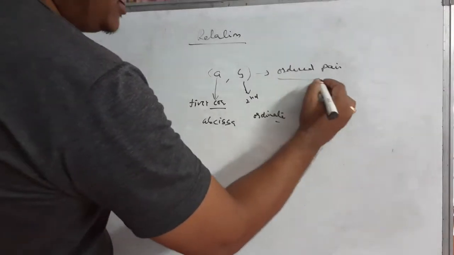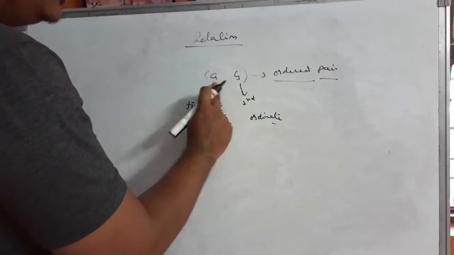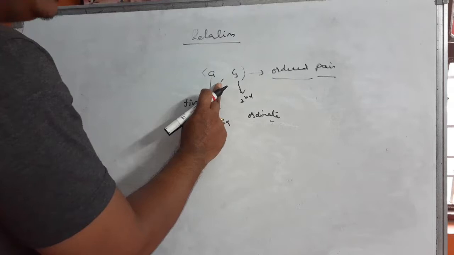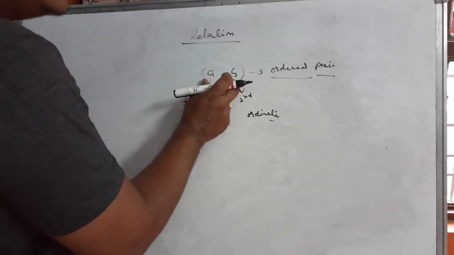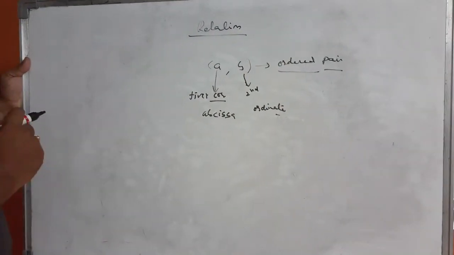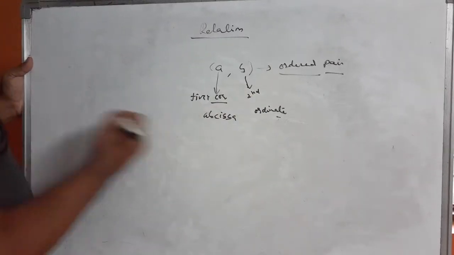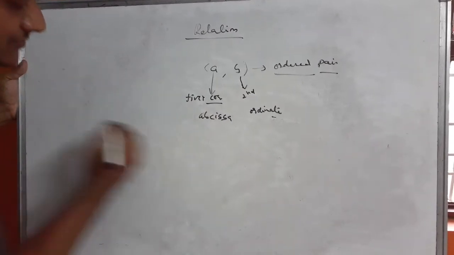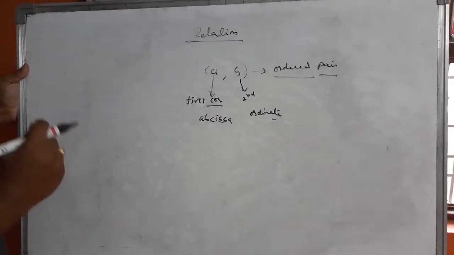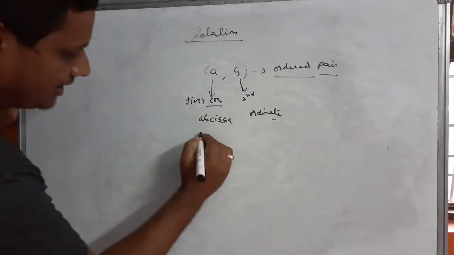So what is the ordered pair? Two numbers separated by a comma in a bracket is known as the ordered pair. Next we are going to discuss a comma b.